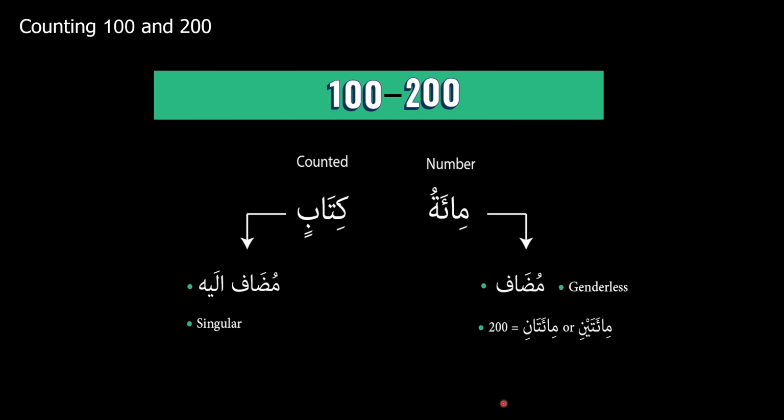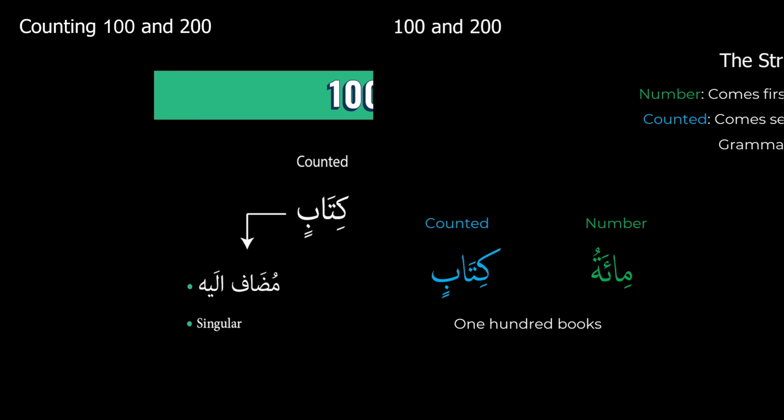Now let's take a look at counting 100 and 200. So this is pretty simple. So here we have a mudaf ilayh structure. The number is going to come first, the counted is going to come second, and the number is genderless, and then the counted is also going to be singular. So let's take a look at a few examples.